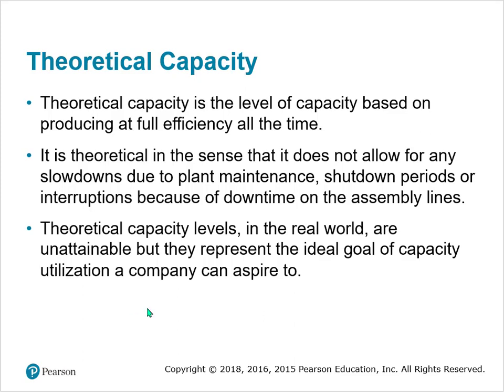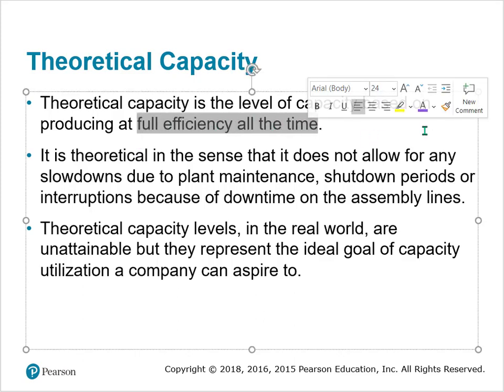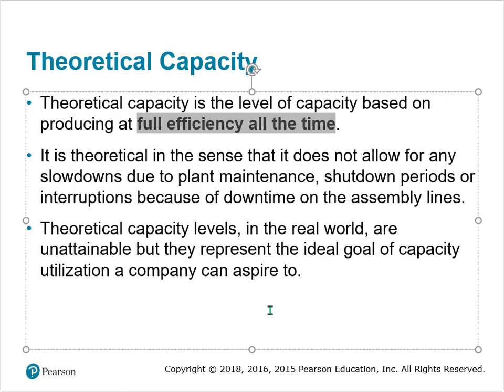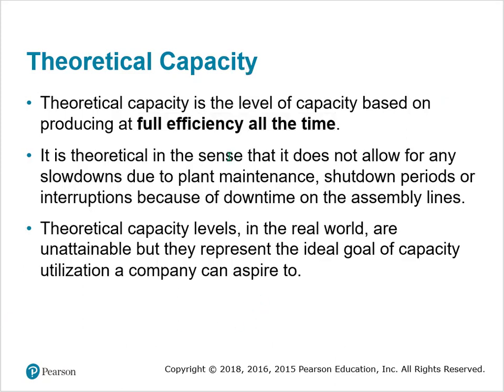So for theoretical capacity, this is the level based on producing at full efficiency all the time. Which doesn't happen. That's the problem. It is theoretical in the sense that it does not allow for any slowdowns due to plant maintenance, shutdown periods, or interruptions because of downtime on the assembly lines. Theoretical capacity levels in the real world are unattainable, but what they do is they represent the ideal goal of capacity utilization that a company can aspire to. So this would be something that even employees could see and see how close they were to really utilizing the capacity.